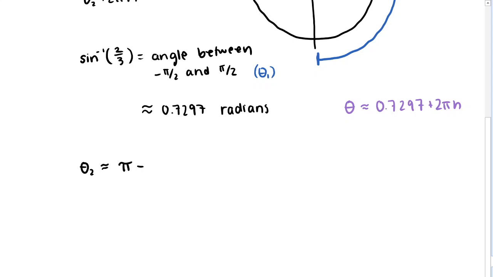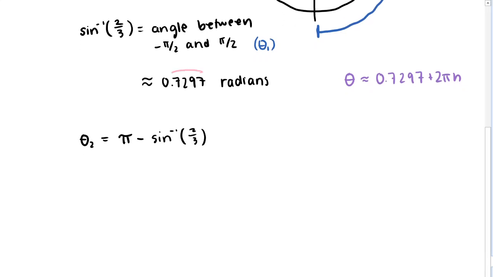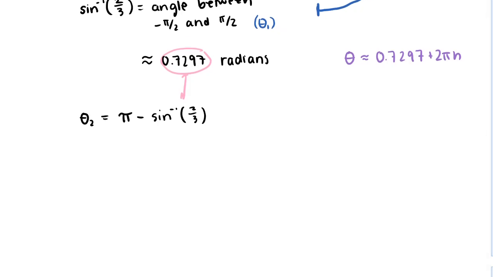Well, it's going to be pi take away our angle theta 1. Right, so here I can write it exactly as sine inverse of 2 over 3 if I really wanted to express this exactly. Maybe I won't put an approximation here. And you can notice that this would be the same value as 0.7297. So this comes out to be roughly 2.4119. So that's theta 2, and so the other family of solutions are coterminal angles to this angle here.